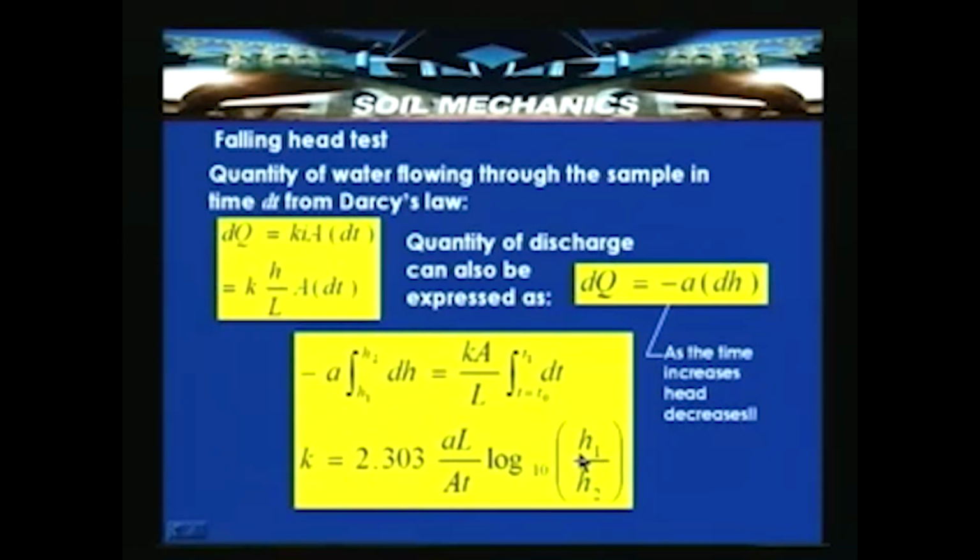By repeating this experiment two or three times, an average value of the coefficient of permeability can be determined. The permeability values determined by this method can range from 10 to the power of minus 8 meter per second to 10 to the power of minus 11 meter per second. So, this is the procedure for determining the falling head test permeability of a given soil, particularly a fine grained soil.